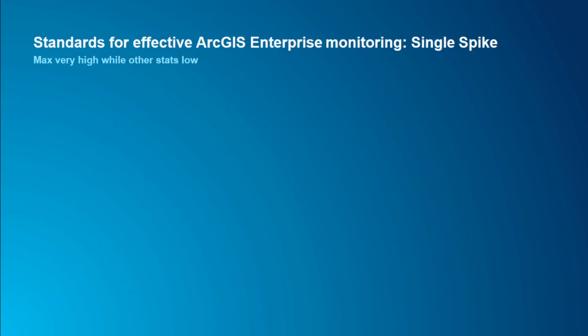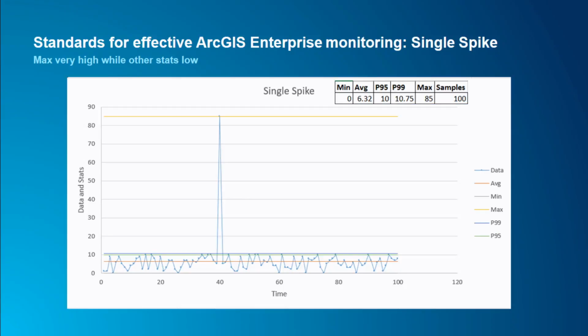So let's say if I see this, I know max is very high and P99 is very low. It's a spike. I don't need this chart. All I need is statistics. Now you might say, well, why do I need to watch the statistic? I can look at the chart.